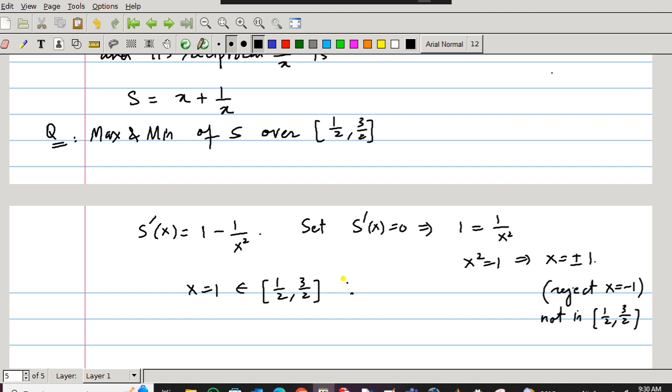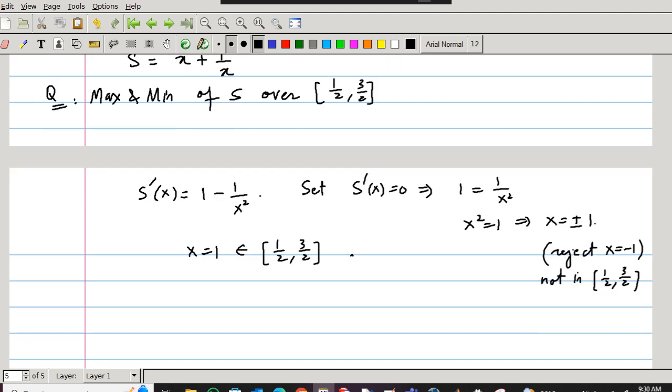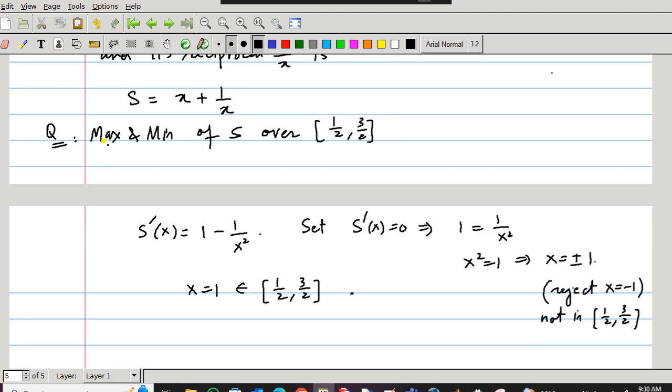He said find the value in this interval only. So I got this critical point. Now because my interval is closed, my question is finding maxima and minima over a closed interval. So I have a different test for a closed interval.